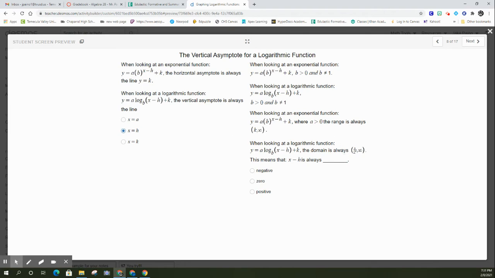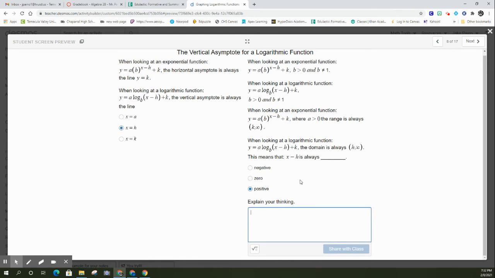If the domain is everything greater than h, from h and up, I can't plug in a number smaller than h because that makes this negative. If it's h to infinity, I could plug in h plus 1, and that's going to be a positive number. Anything bigger than h is going to create a positive number in here. So that means that x minus h is always positive.